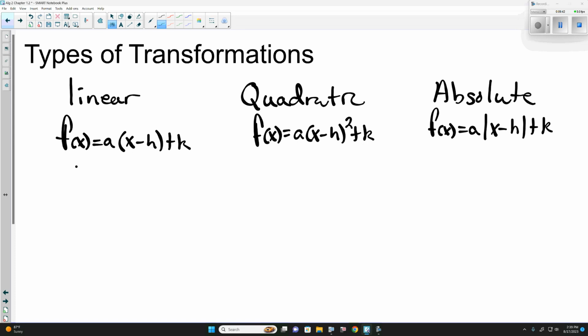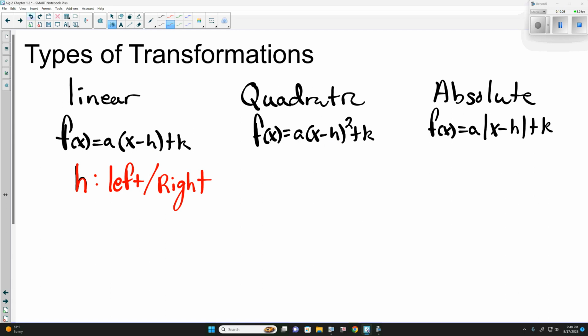But H is our movement to the left or right. If there is a number in the place of H in any of these three equations, that number is telling us its movement to the left or to the right. Okay? So this h, in all three of these spots, if there's a number there, a number inside the parentheses or absolute values that's being added or subtracted to x, it'll tell us that it's moving it to the left or to the right.